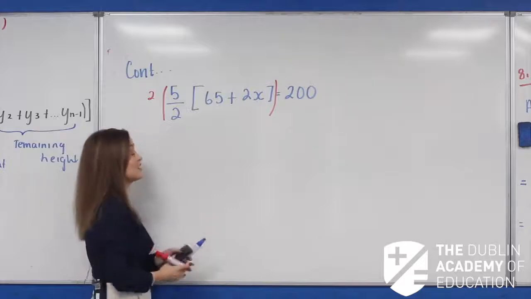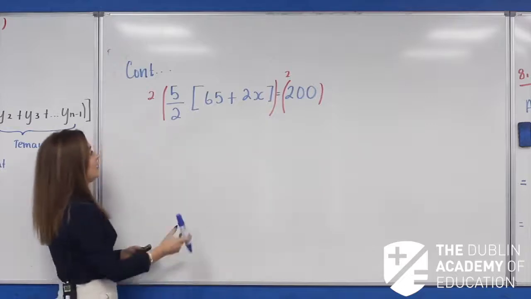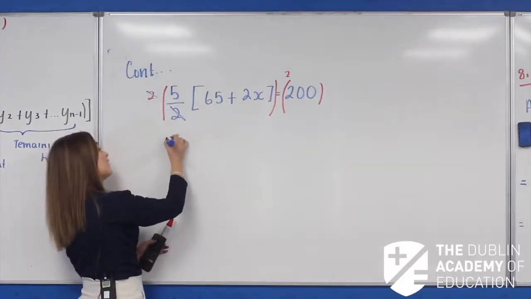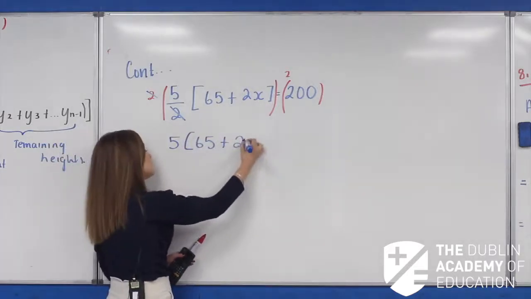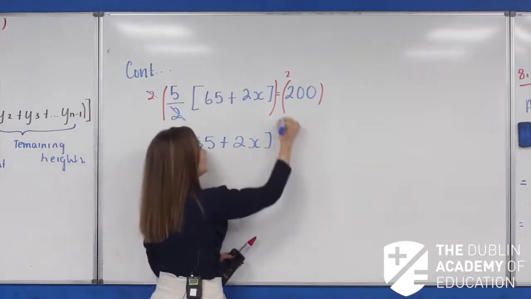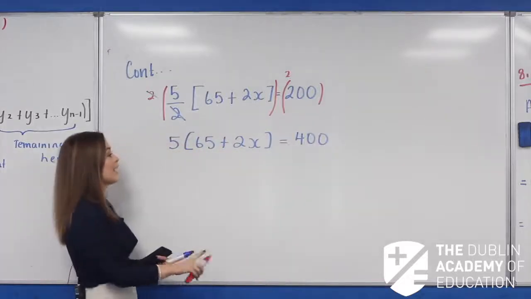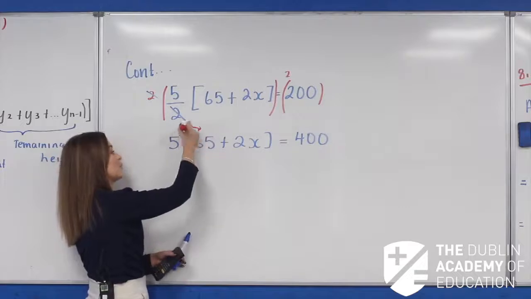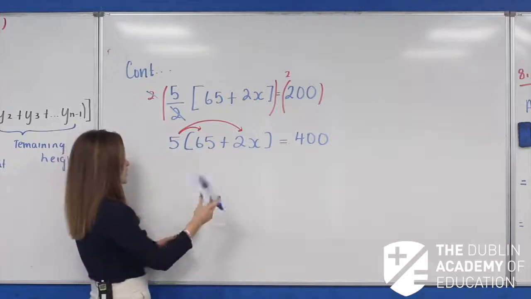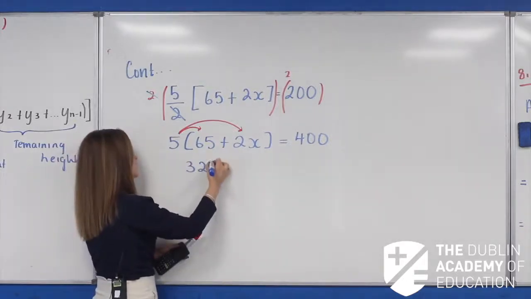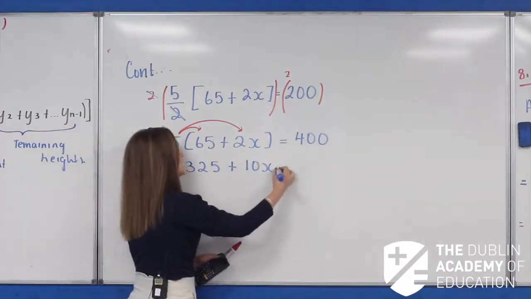Now if I multiply the left hand side, it means I also have to multiply the right hand side by 2 as well. So what I'm going to get here is 2 into 2 goes once. So on the left hand side, I'm going to be left with 5 bracket 65 plus 2x equals 2 times 200, which is going to give me 400. Now I'm going to multiply out this bracket here just to simplify everything a little bit more. So 65 times 5 is going to give me 325, plus 5 times 2 is going to give me 10x, equals 400.